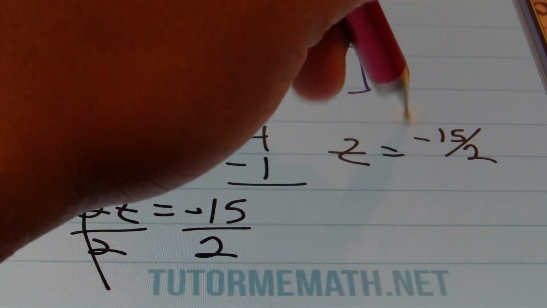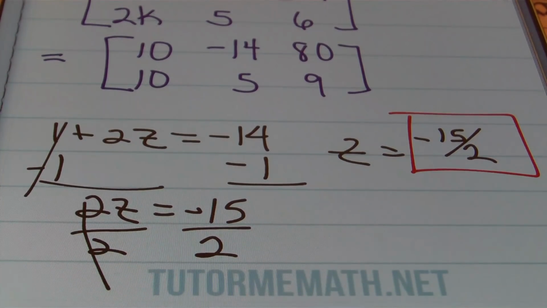Red boxing it. There you go. That's going to finish this problem now. We solved for A, we solved for K, we solved for M, and we solved for Z. Those are all the variables in our problem here. All right, and we're moving on to our next problem.